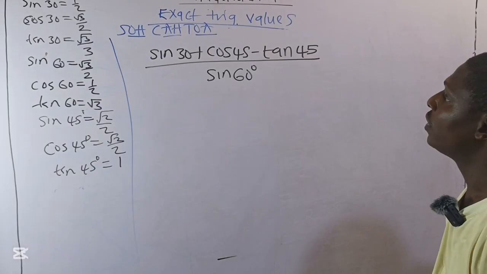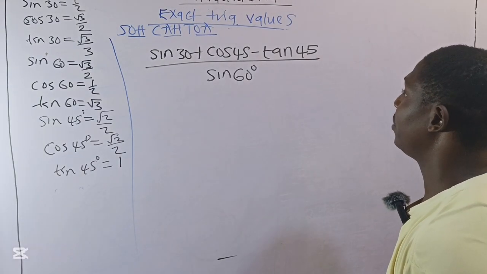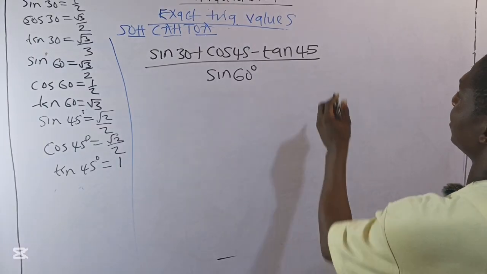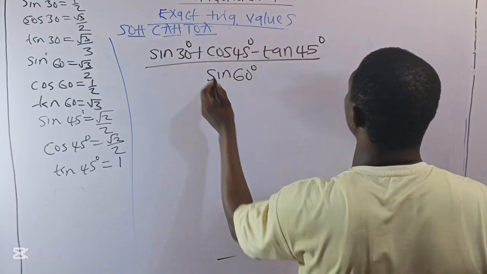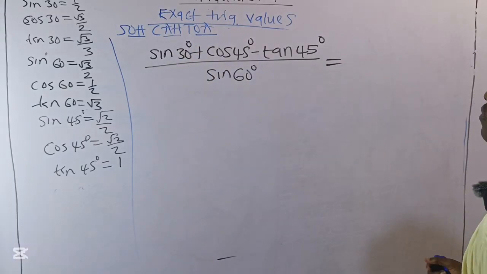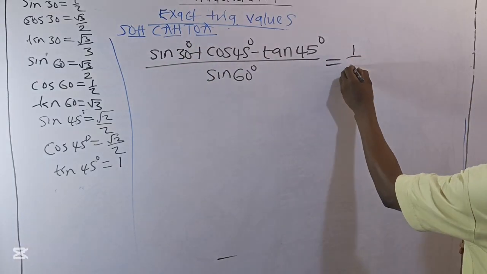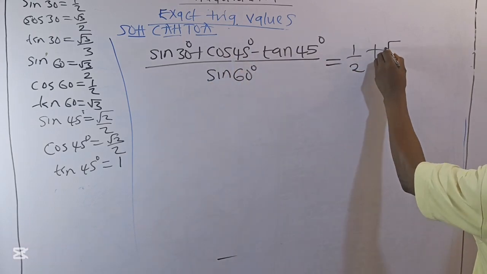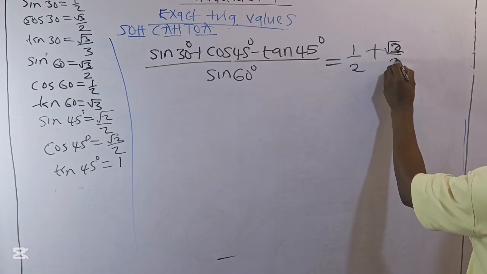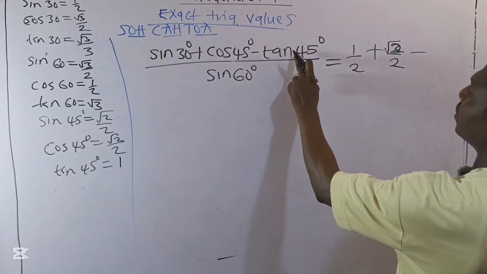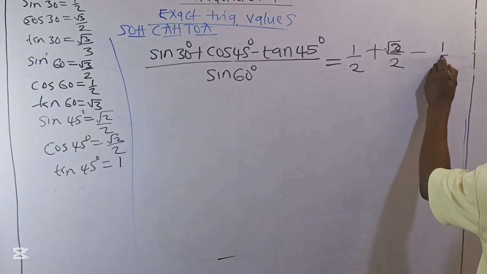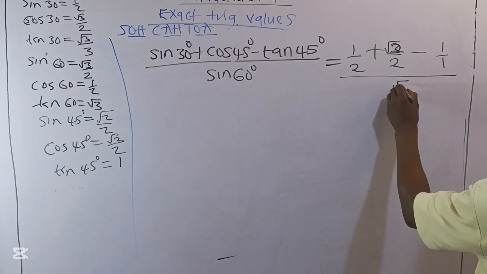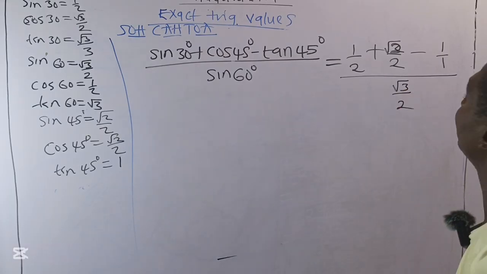Take notes. Again, we have sine 30 degree plus cos 45 degree minus tan 45 degree all over sine 60 degree. How are we to resolve this? We already know that our sine 30 is 1 over 2, the easiest, plus cos 45. Cos 45 is what? Root 2 rather, all over 2, minus tan 45, which is what? 1. This can be over 1, all over sine 60, which is what? Root 3, all over what? 2.